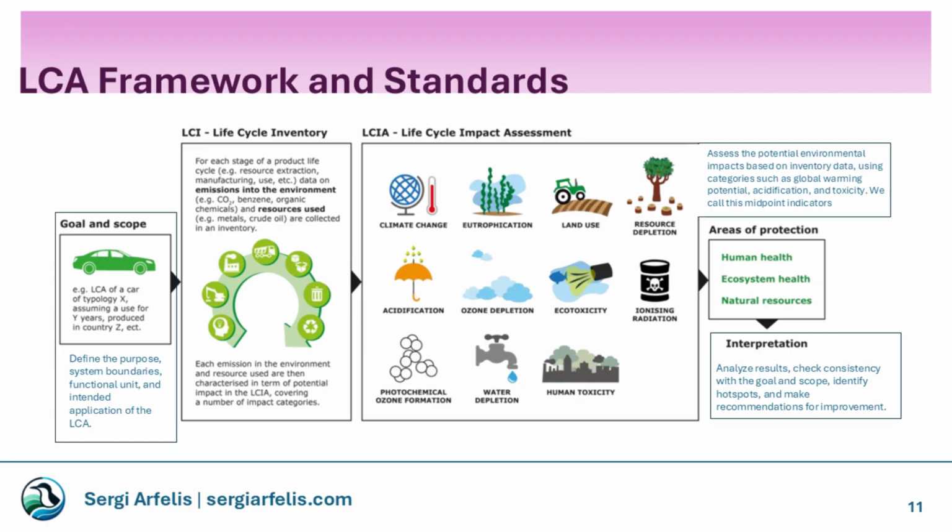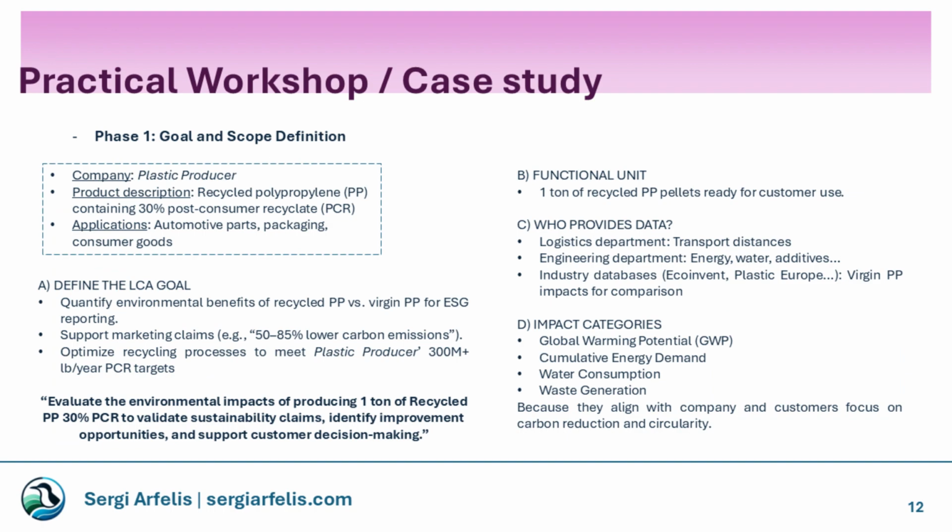By following these 4 stages, companies can identify environmental hotspots, compare alternatives, and make informed decisions that lead to more sustainable products and operations. Let's look at an example. Imagine a company called Plastic Producer. This company manufactures polypropylene pellets that contain 30% post-consumer recycled material. These pellets are used in automotive parts, packaging, and consumer goods.